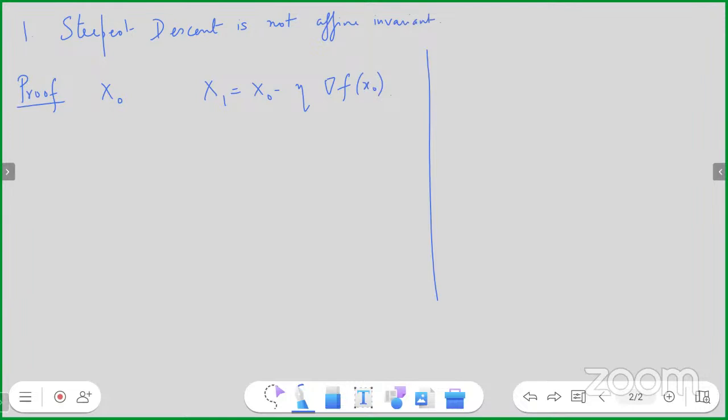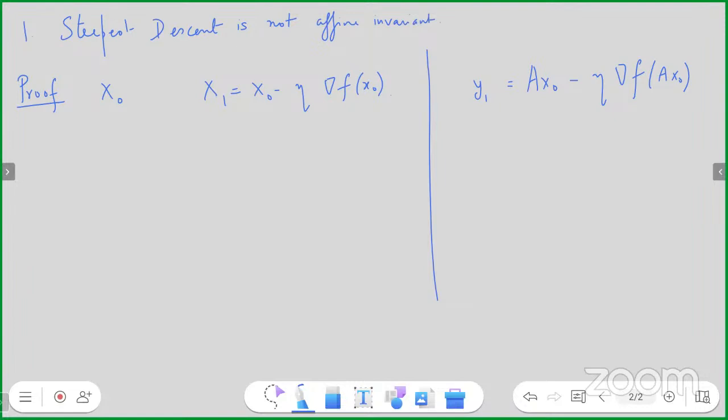Okay, so what are you saying? I start with ax naught minus eta del f of ax naught. What is this equal to? Y1, right. Okay. Now what? So we need to prove that y1 is not equal to ax.